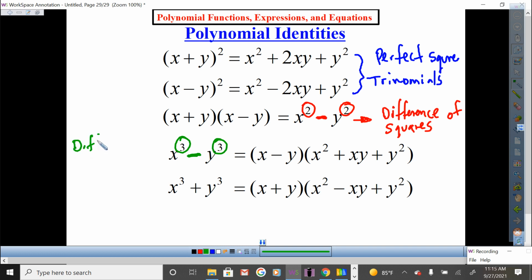Yeah, difference of what? Cubes. Yeah, that is correct. And the last one, instead of being difference, now it's an addition of cubes, which is sum. That's what we call a sum of cubes.